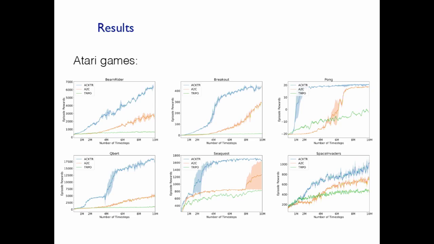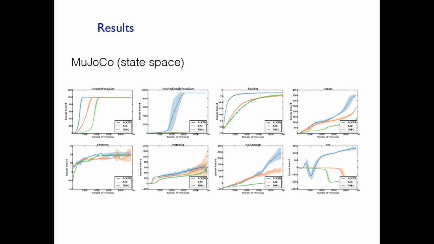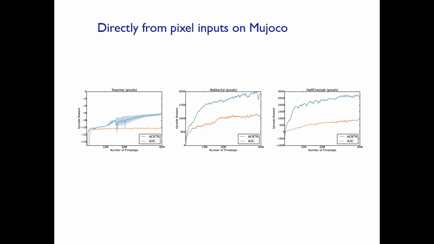So here are some results. The blue line is our algorithm, ACKTR. You can see in the Atari benchmark, we're able to achieve 2 to 3 times improvements in sample efficiency over the other baseline algorithms, A2C and TRPO. Similar results are obtained in the MuJoCo benchmark. And we also tried training continuous control policies directly from the pixel inputs, and we are able to train some non-trivial tasks in the MuJoCo benchmarks.